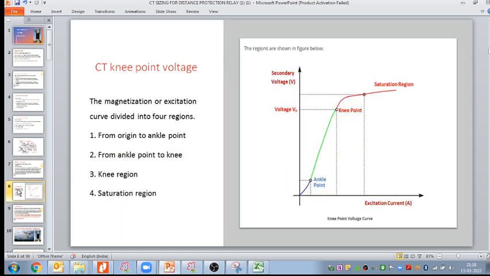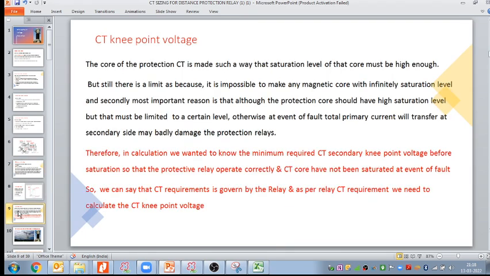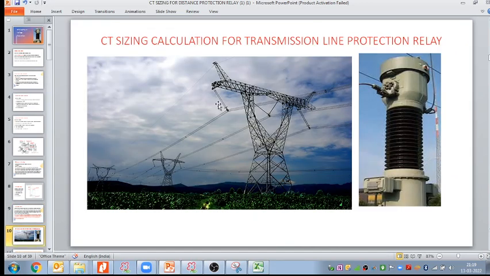What is the CT knee point voltage? Here we decide that in these calculations we want to know the minimum required CT secondary knee point voltage before saturation, so that the relay operates correctly and the CT core is not saturated in the event of a fault. The CT requirement is governed by the relay, and as per the relay requirement we need to calculate the CT knee point voltage. So let us come to the CT sizing calculation for a transmission line protection relay.